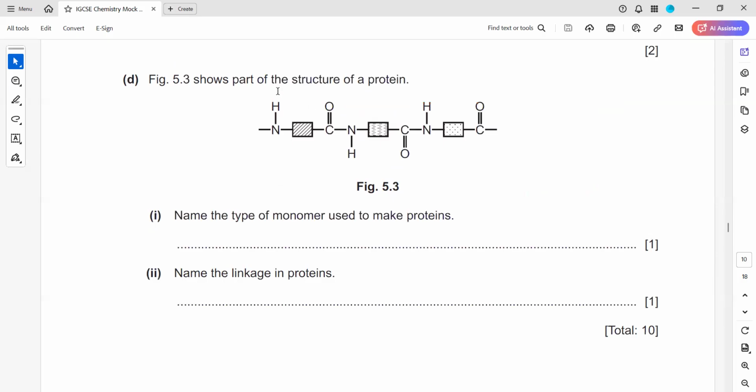Figure 5.3 shows a part of a structure of a protein. Name a type of monomer used to make a protein. So, amino acids. Right, my brain forgot the linkage. What do we call this, C double bonded with an N? We call that an amide, or you can also say peptide linkage. Amide linkage or a peptide linkage, the same linkage.